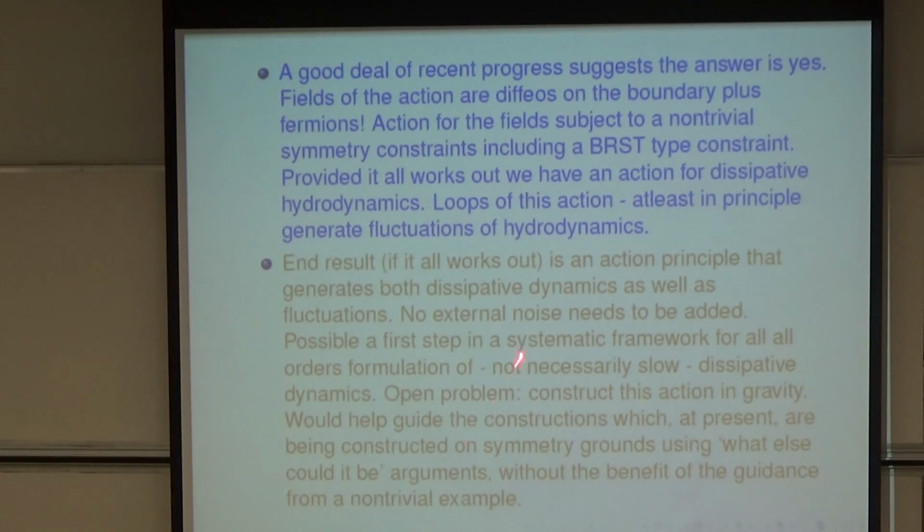Now I find this very interesting because this action in principle should determine all of the long-distance dynamics of your system, including fluctuations. So this action should produce the dissipation of hydrodynamics classically and the fluctuations of hydrodynamics quantum mechanically. The same action, just the path integral of the same action, produces both dissipation and fluctuations. I think getting this straight and making it useful would be very interesting.